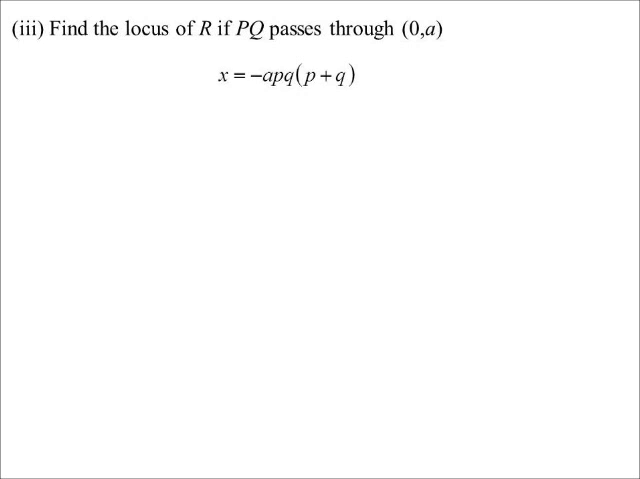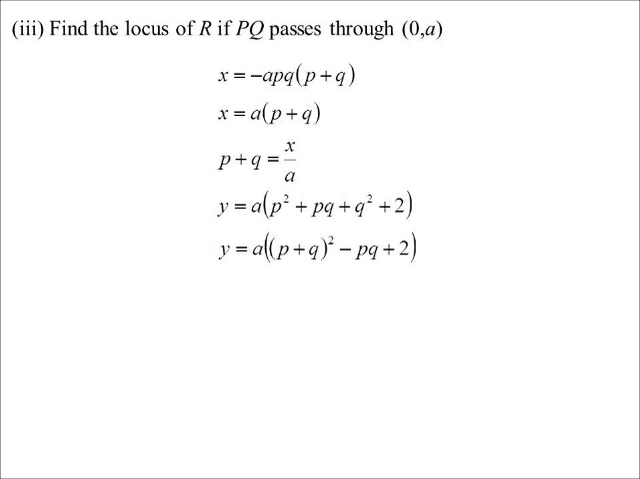So x was equal to minus apq (p plus q). But pq is negative 1. So I can substitute that in, and I now get that p plus q is x on a. Now the y value. The y value was a outside of p squared plus pq plus q squared plus 2.